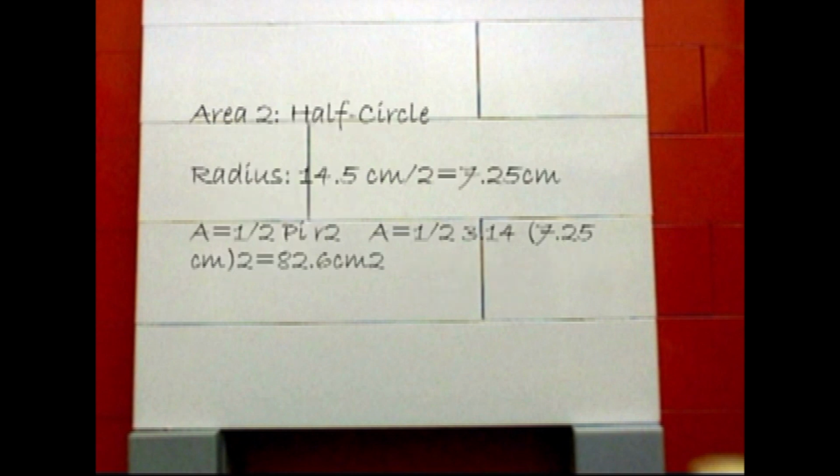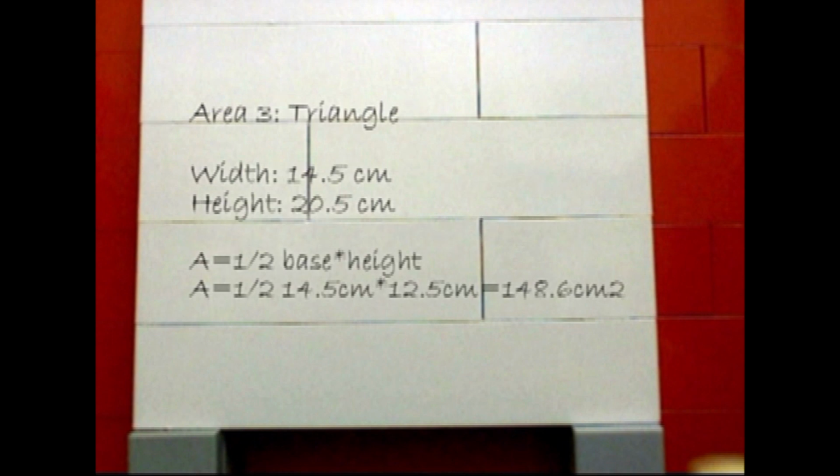Our next area is a half circle, which we will calculate using 1/2 pi r squared. Using half of the 14.5 centimeter width, we find it to be 82.6 centimeters squared. Our final area is a triangle with the height of 20.5 centimeters. After calculating it using 1/2 base times height, we find that it's 148.6 centimeters squared.